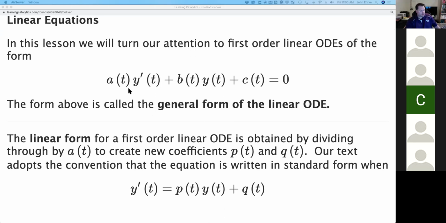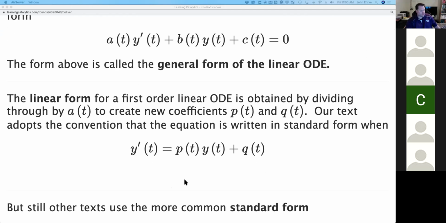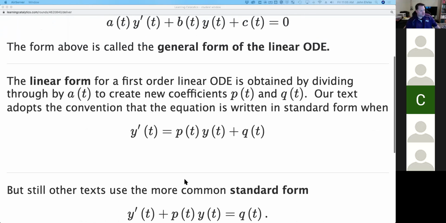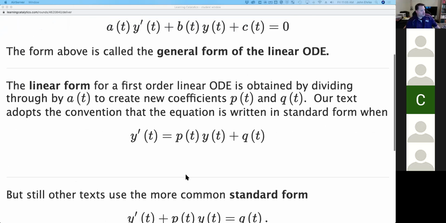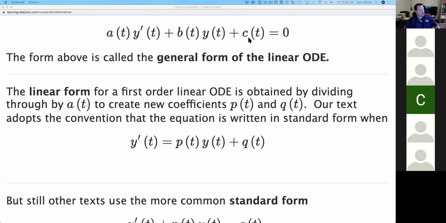However, the most common form for us is what's called the linear form or the standard form. Either one of these two forms here. So you've got the general form. If you take the general form and you divide through by A, then you've got B of t divided by A of t. We're going to call that P of t. And you've got C of t divided by A of t.